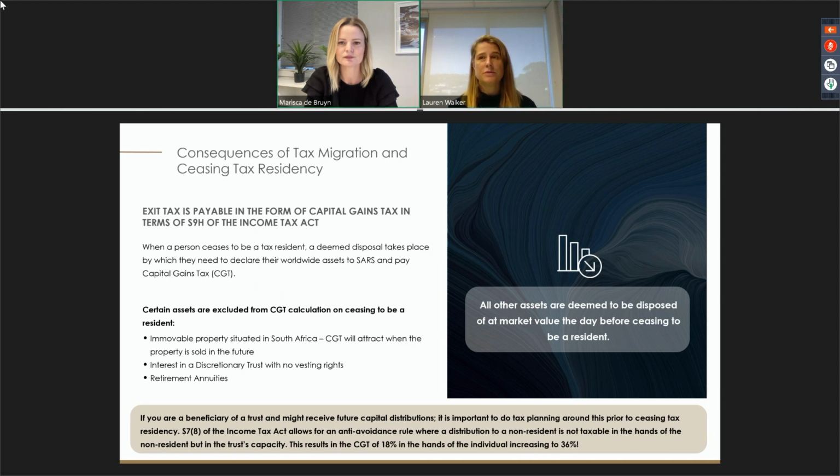Yeah, that's a very good point. We see a lot of those distributions happening. And I think we're not really necessarily aware of that difference and how big that difference is in the tax until it gets to the point of the distribution, unfortunately.